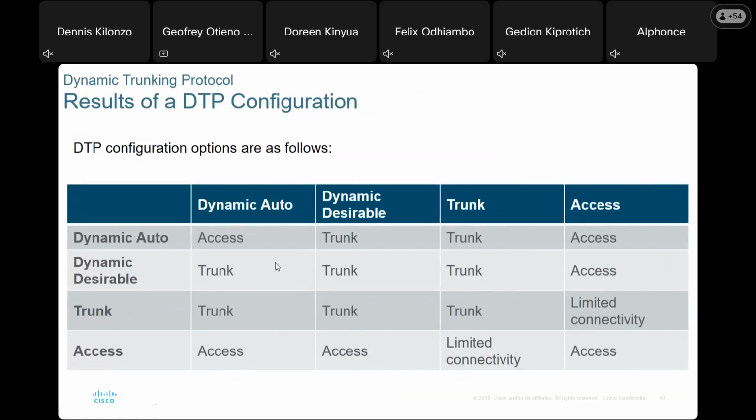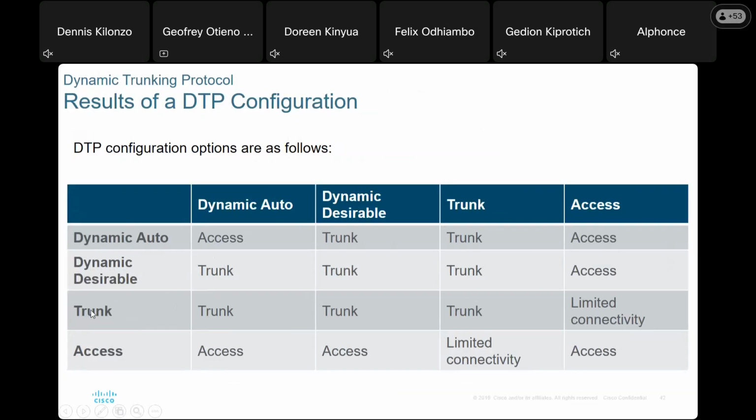So assuming this part running horizontally is switch 1, and this one vertically is switch 2. When you have switch port mode auto on switch 1 and switch port mode auto on switch 2, you're forming access. When you have auto and dynamic desirable, you get trunk; auto and trunk, trunk; auto and access, access. Dynamic desirable with auto, trunk; dynamic desirable with dynamic desirable, trunk; dynamic desirable with trunk, trunk; dynamic desirable with access, access.